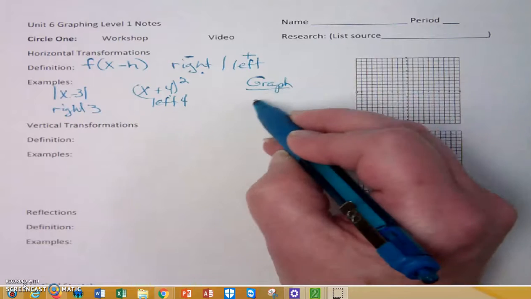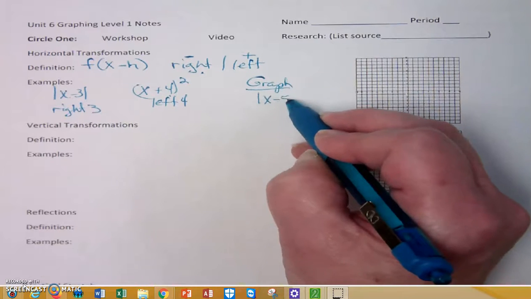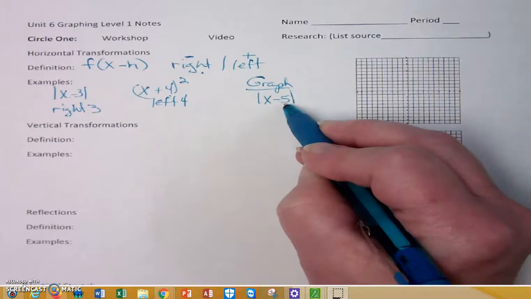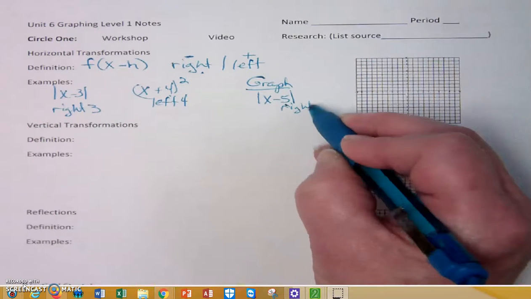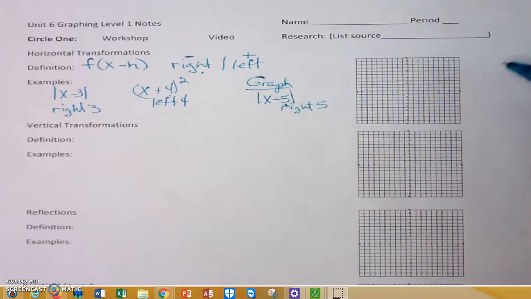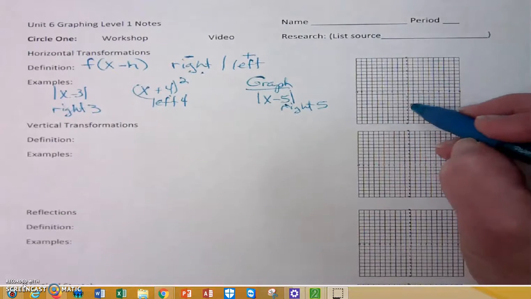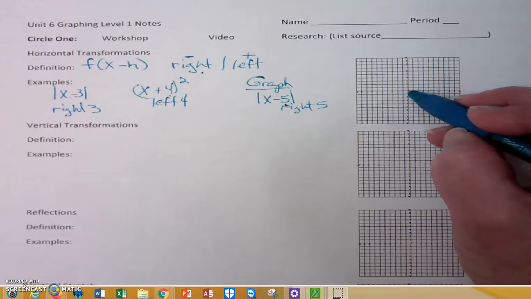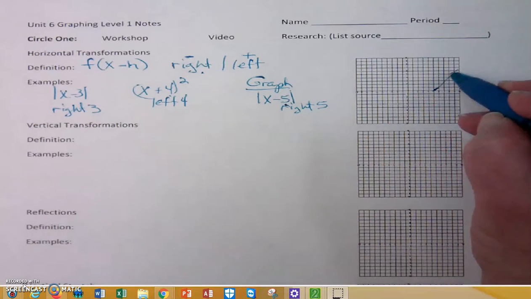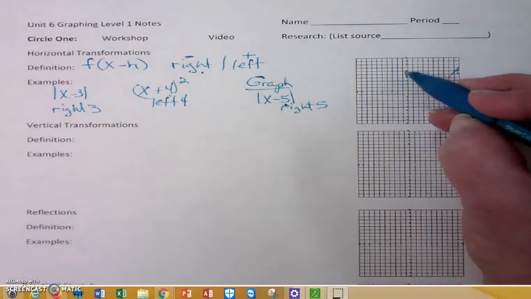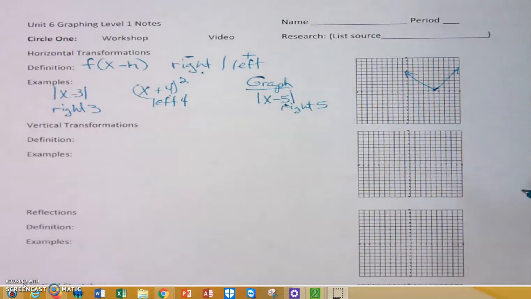So let's do a graph. If we graphed absolute value of x minus 5, would I be going left or right? Right 5. So my absolute value graph is a V, so I'm going to start at the origin, and I'm going to go to the right 5. 1, 2, 3, 4, 5, and then make my V.